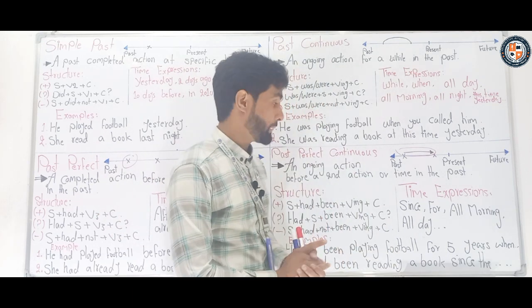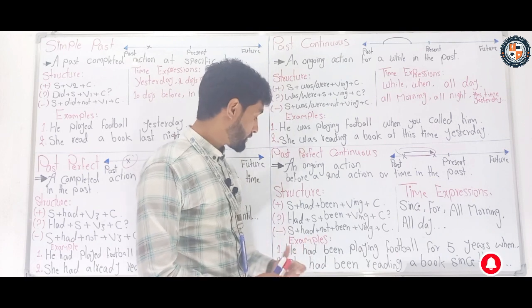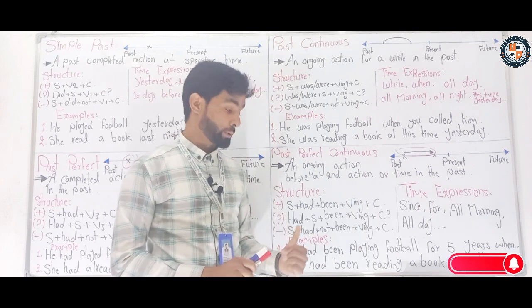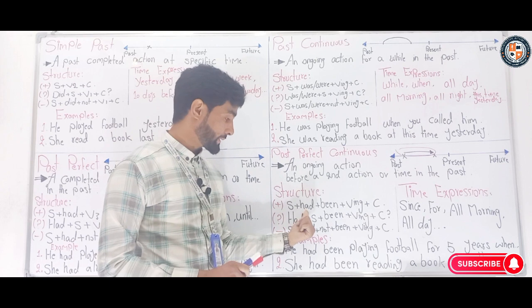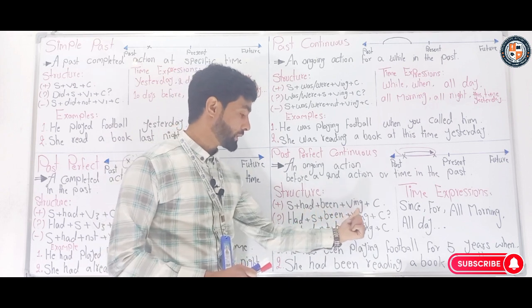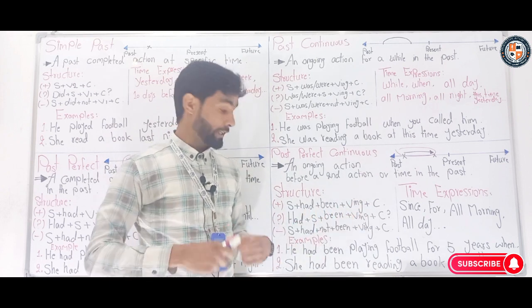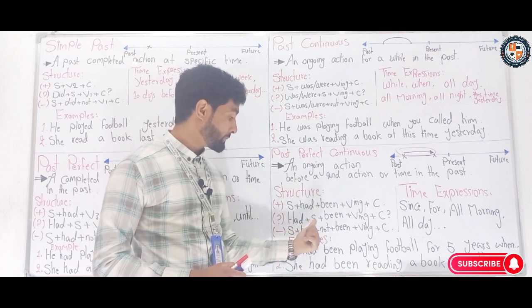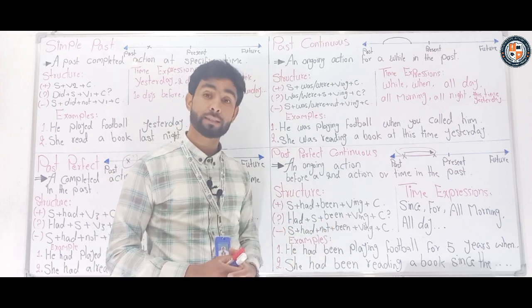What is the structure of past perfect continuous? In the affirmative form, we have subject plus had plus been plus verb ing plus complement. In interrogative form, had plus subject plus been plus verb ing plus complement.